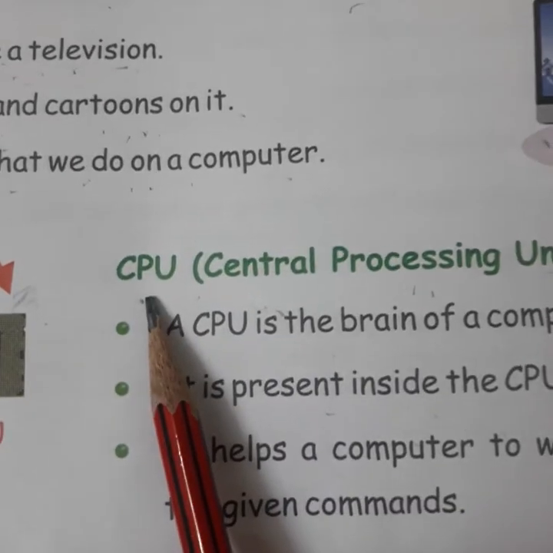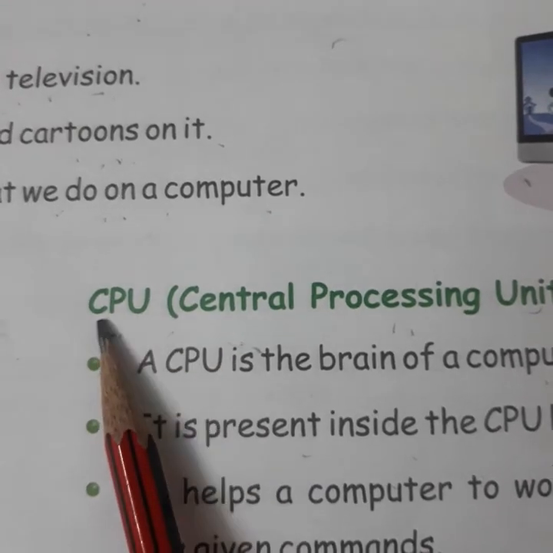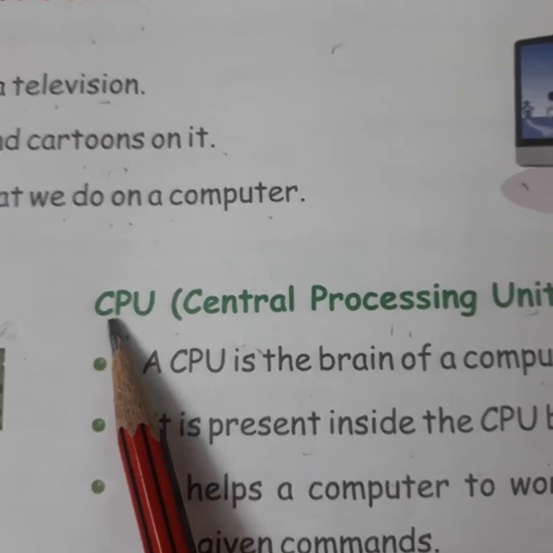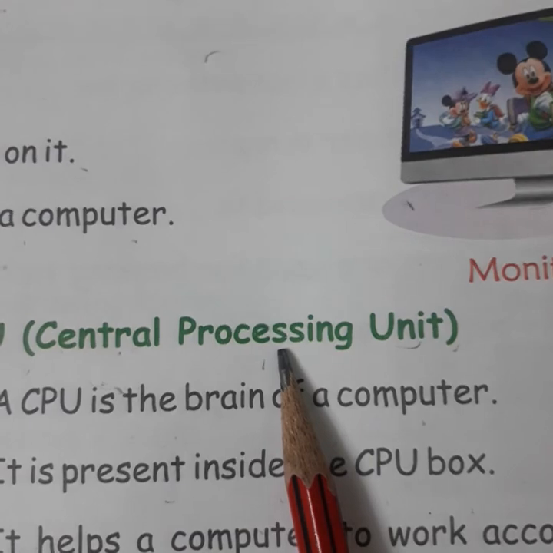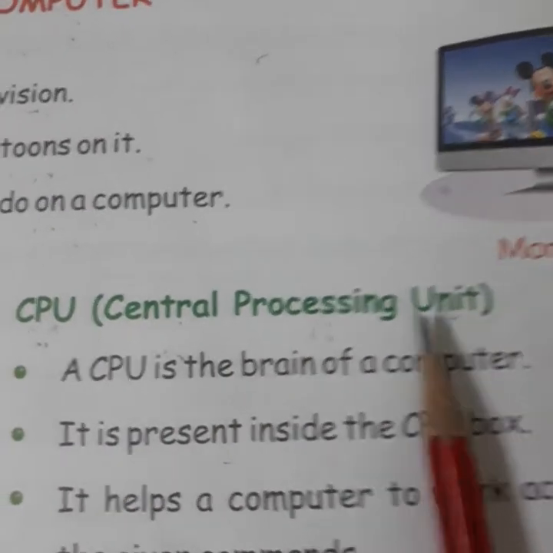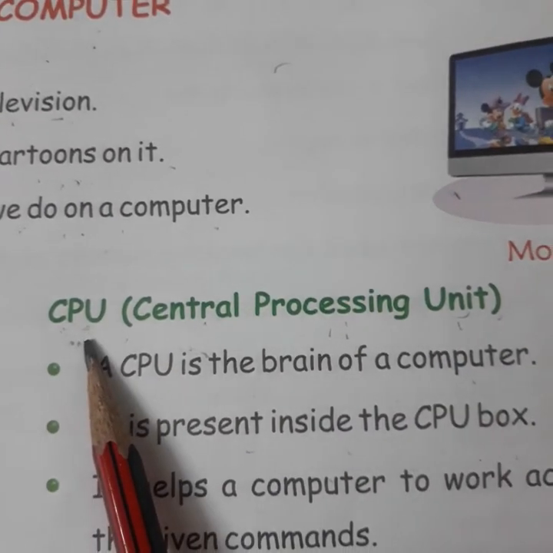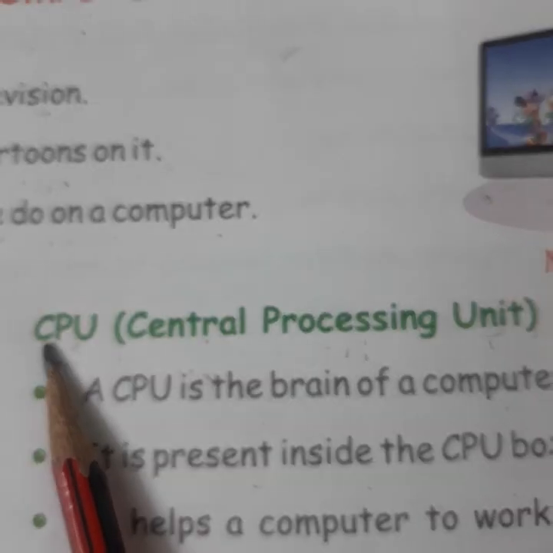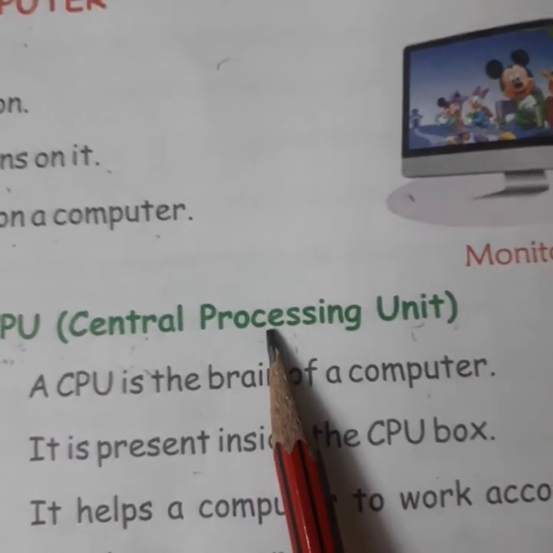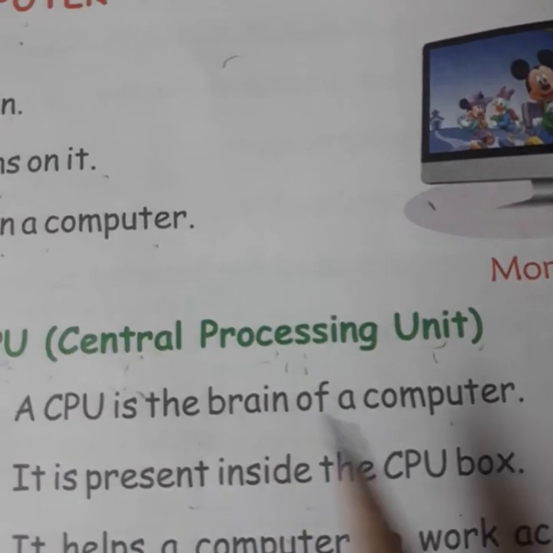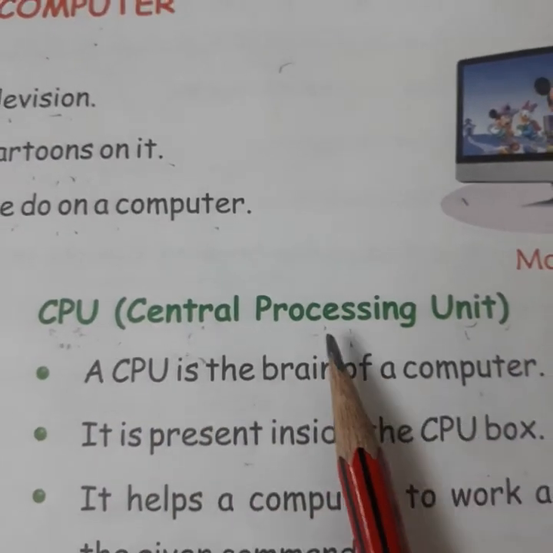Okay, now let's move on to the next important part, CPU. First of all, you should know what is CPU. The full form of CPU is C for central, P for processing, U for unit. Central processing unit. I repeat, C for central, P for processing, U for unit, central processing unit.